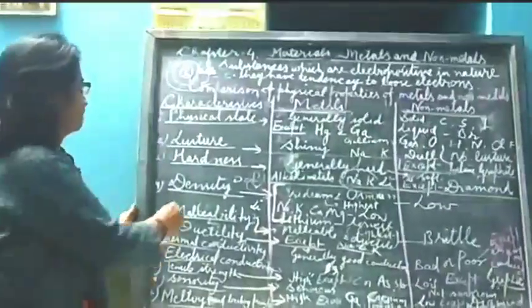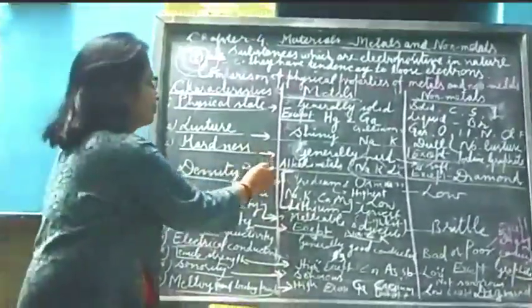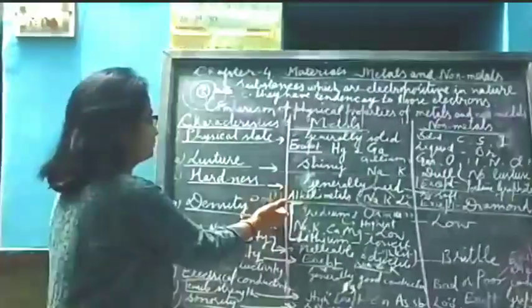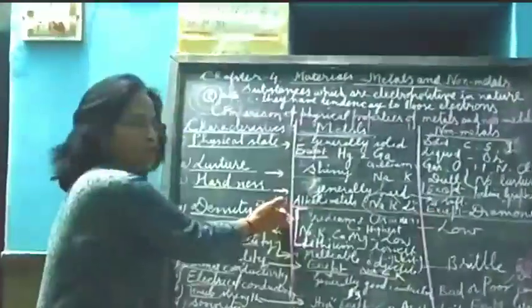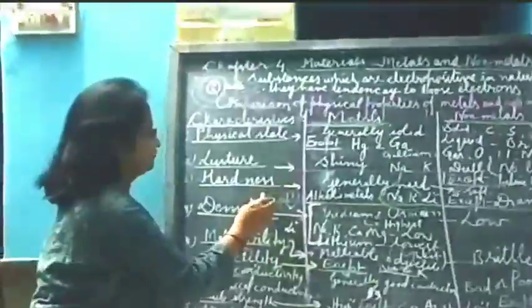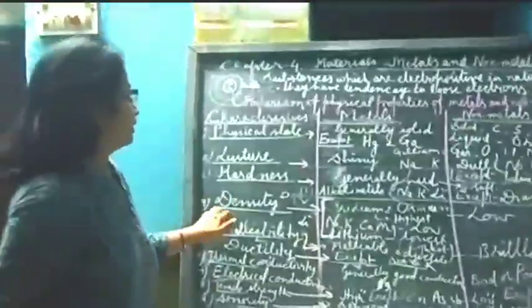The next property is density. Density means mass upon volume: the amount of substance per the space occupied by the substance, which is volume. I explained the definition, and that is called density. And you know very well that density is high. Some examples: iridium and osmium have the highest density.